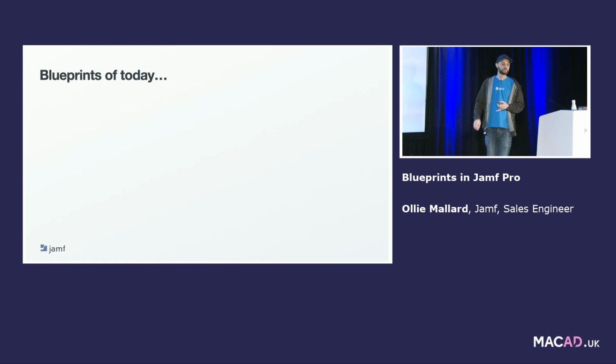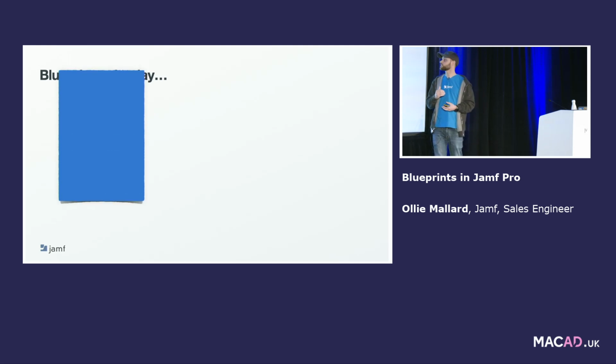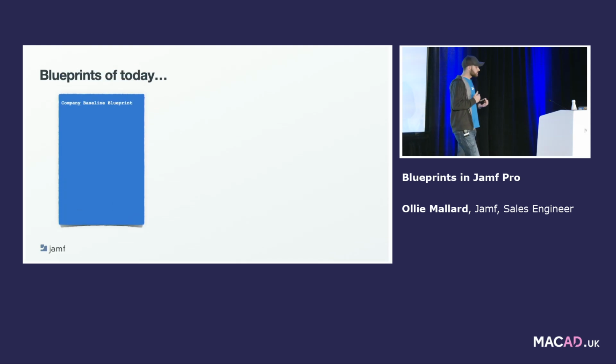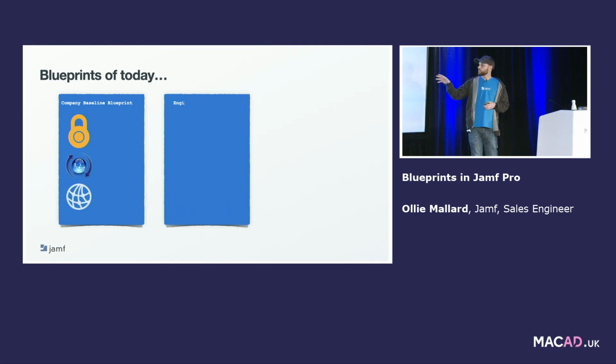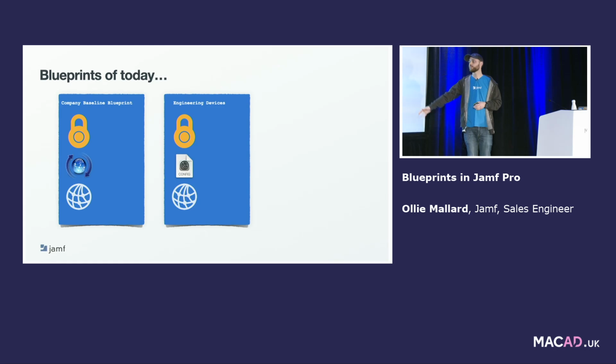And let's have a look at the blueprints of today. We're going to break free of that monolithic blueprint mold, and break them down a little bit into more bite-sized chunks. So let's start with a company baseline blueprint. Maybe we'll add a certain passcode policy. All iPhones, Macs, whatever device needs 6-digit passcodes. They all have the same software update settings because we're doing Cyber Essentials. We all have the same Wi-Fi network.